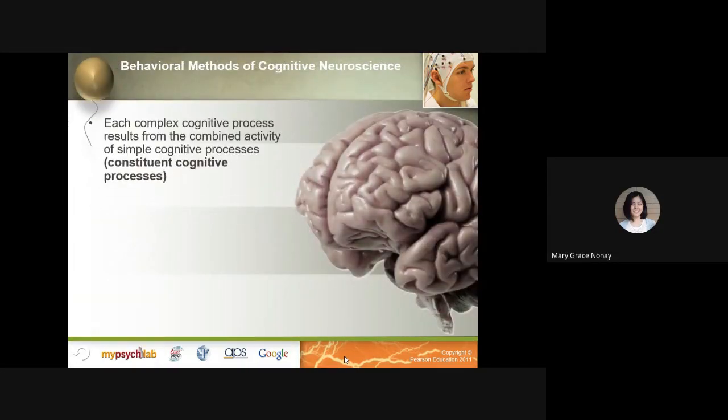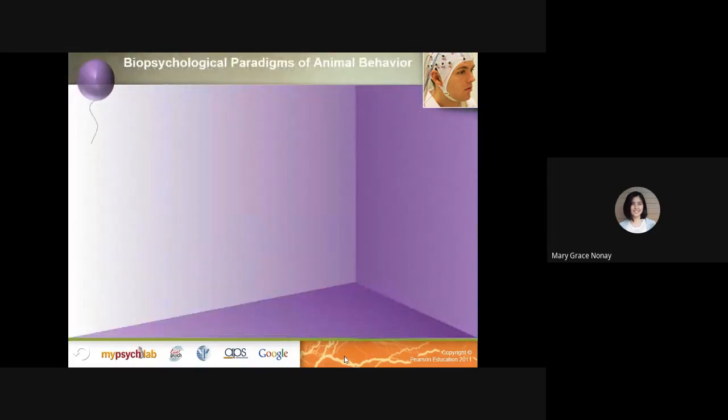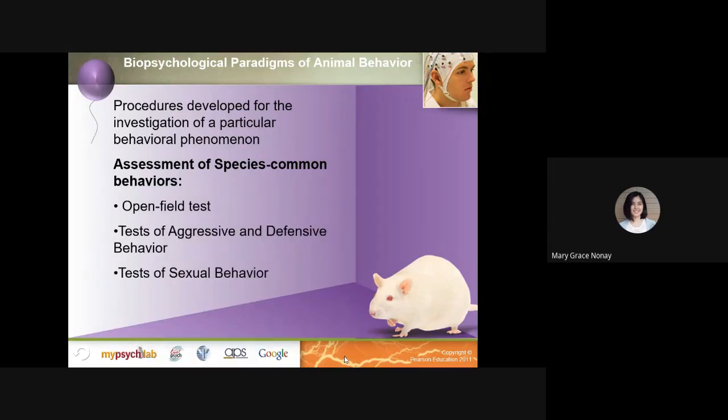And we also have behavioral methods of cognitive neuroscience. Okay, so these are results from the combined activity of simple cognitive processes. The goal is to identify the parts of the brain that mediate various constituent cognitive processes. Usually these are paired with PET or fMRI, so that we will really know what specific parts of the brain are used by a person or a non-human subject in these studies.